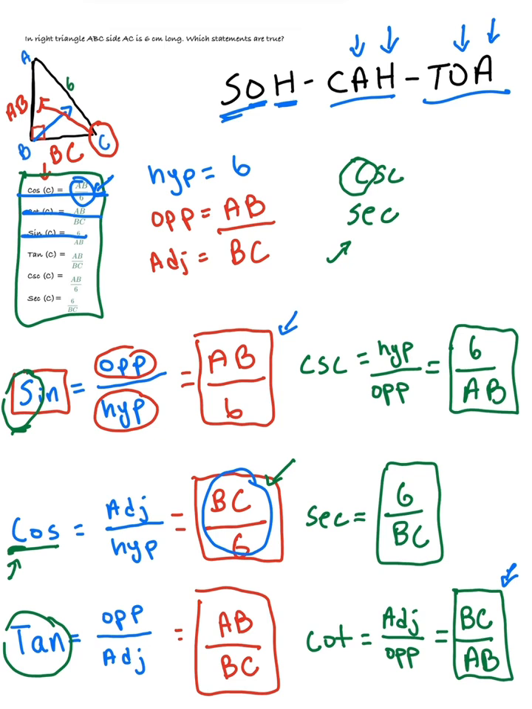Tangent is asking, is tangent AB over BC? Yes, that is correct. That is one of our answers. Let's keep trying to see if any of the other ones work out. Cosecant is AB over 6. Let's look at what we came up with. No, that's not correct. Now we have secant is 6 over BC. Yes, this matches. So this is also our correct answer.